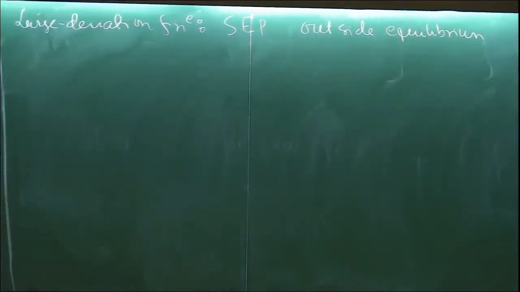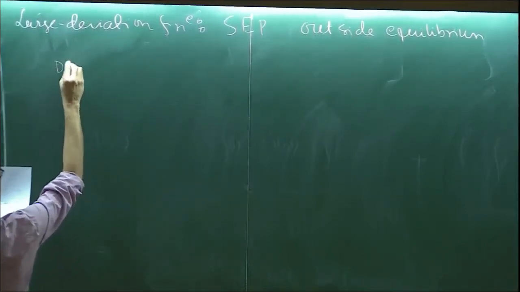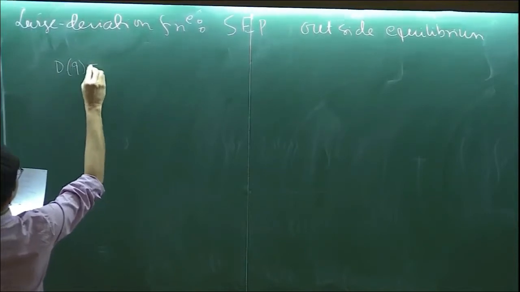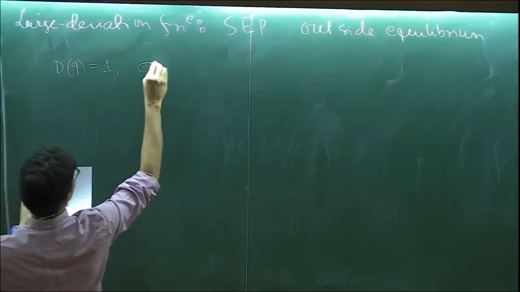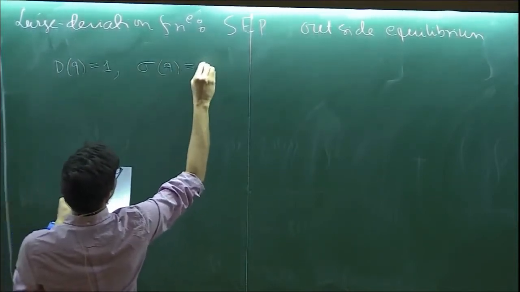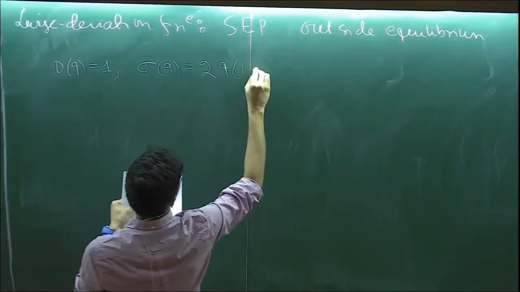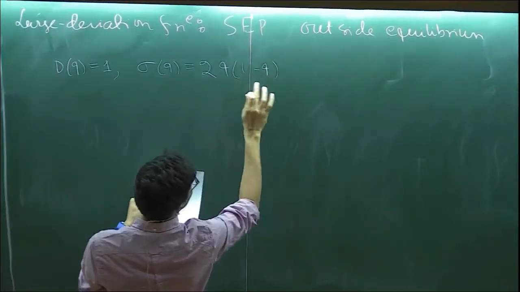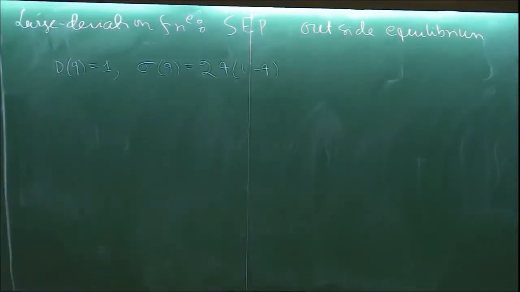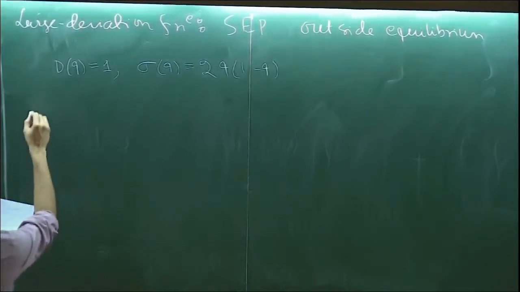The result is the following. You should keep in mind that in the fluctuating hydrodynamic description, the SEP is defined by D of rho being 1, and sigma of rho being 2 rho (1 minus rho). The only difference from the non-interacting case was this 1 minus rho, and that already makes the problem very difficult.